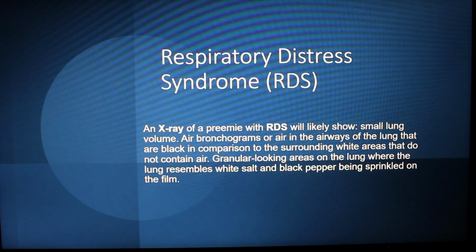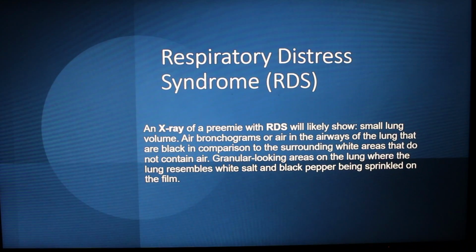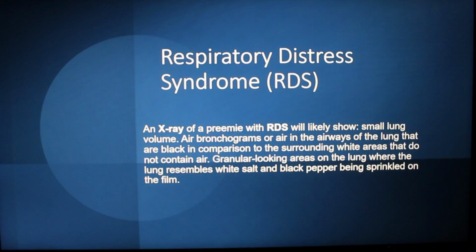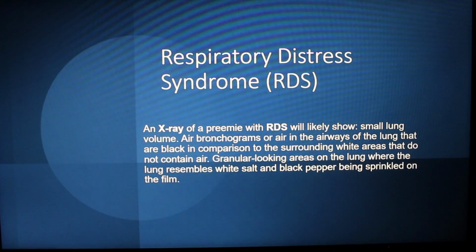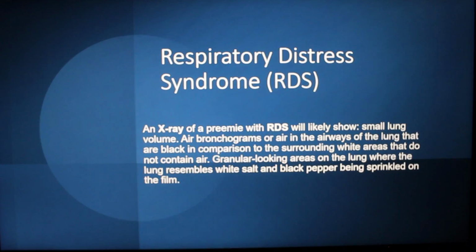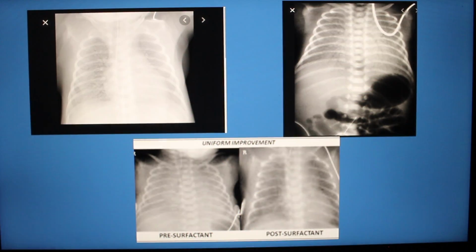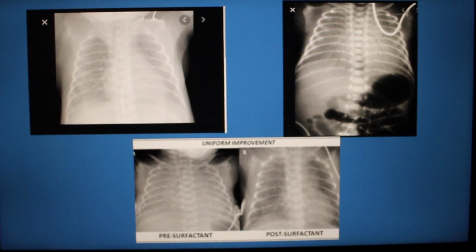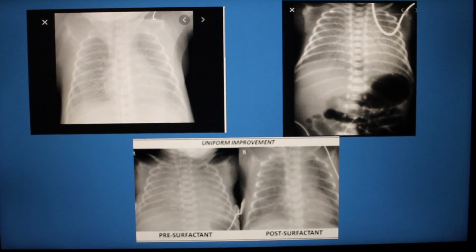Because they're not full of air, they're going to appear denser on the X-ray. So it gives you granular looking areas of the lungs, where the lung resembles, some people call it, white salt and pepper being sprinkled on the film. Some people call it ground glass appearance. Some people will call it a granular look. Cool. So here are some examples of RDS.